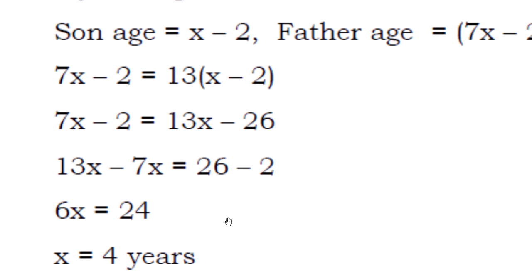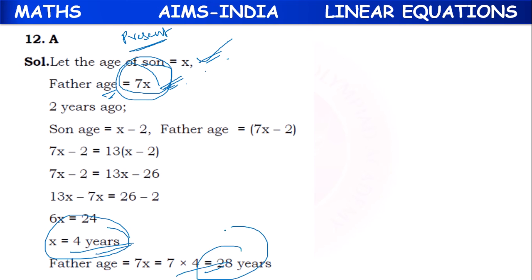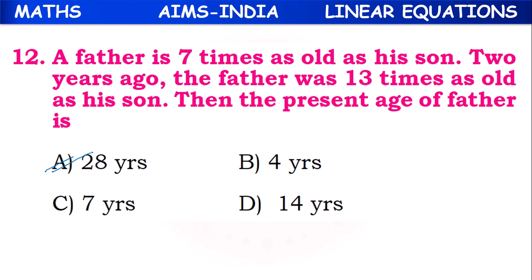So x equal to 4. We have got x equal to 4. But they are asking what is the present age of father? 7x, 7 into 4, which is equal to 28. So answer 28 years.